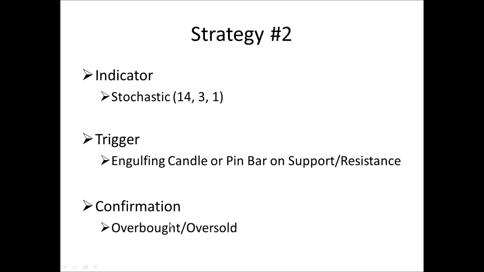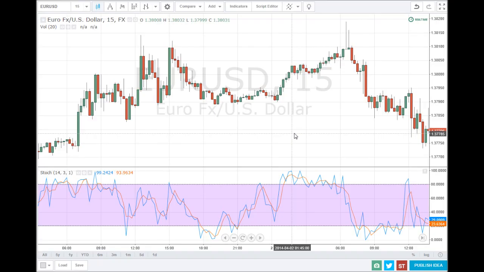Let me demonstrate this strategy on a price chart. This is a 15-minute chart of the Euro US dollar. I have my indicator, the stochastic, already on my price chart. The first step to this binary options trading strategy is to identify support and resistance on the 15-minute price chart. We're looking at yesterday's price action, and we want to identify clear support and resistance over the 24-hour period.